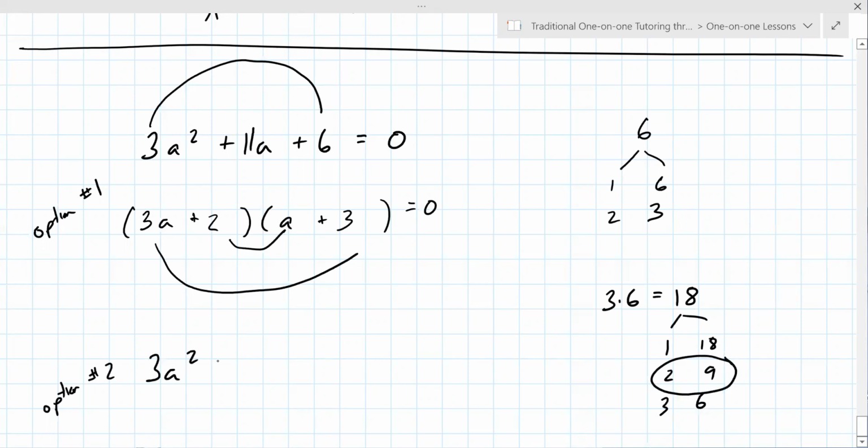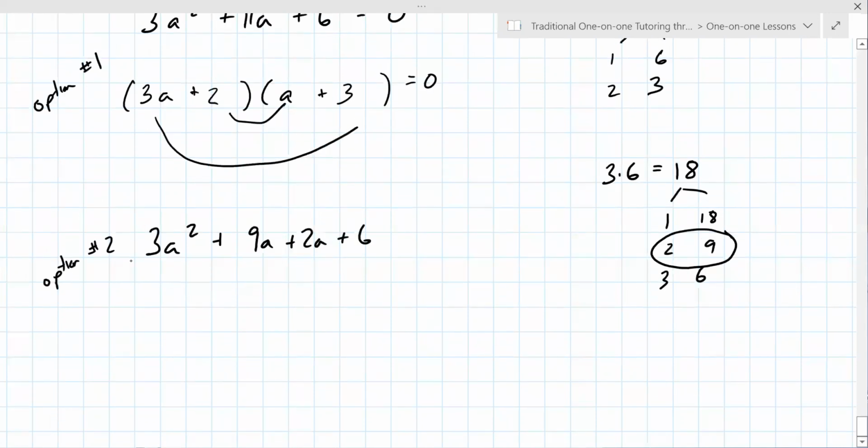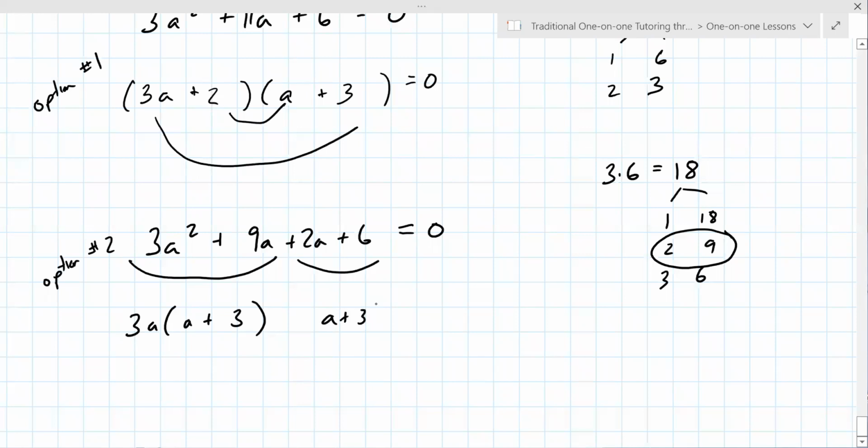And you write 3a squared plus, and I'm going to choose 9 first, 9a plus 2a plus 6. Notice that 9a plus 2a is 11a. Okay, and then you factor by grouping. So see how there's a 3a in the first two? And then there's just 2 for the others. And then you factor out what's common with both. And notice you get back to the same place.